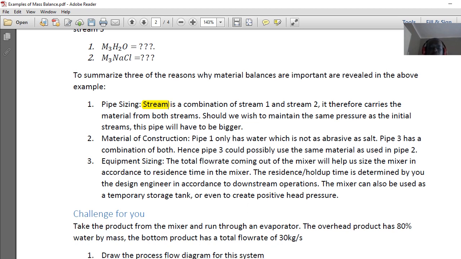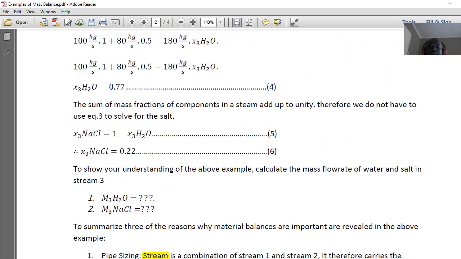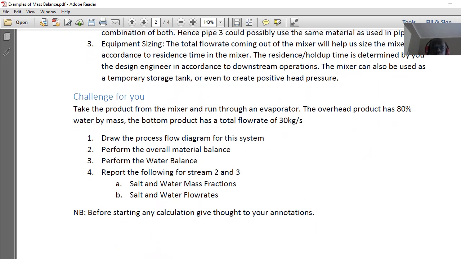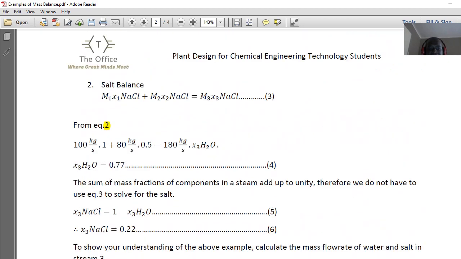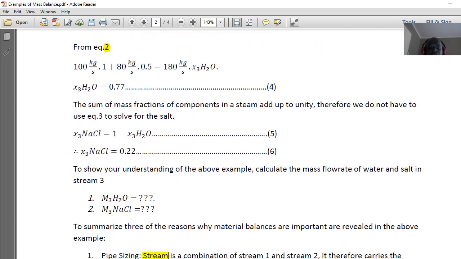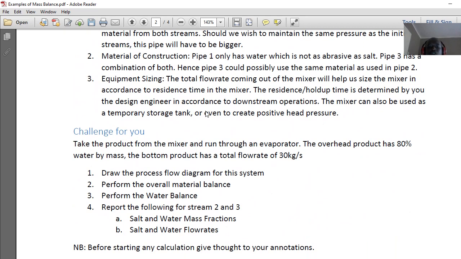And then the small challenge that I did for you is, what we had done here was we did mixing. So as an example, I'd like you to do evaporation, where now you take the product from the mixer and run it through an evaporator. What do I mean when I say take the product from the mixer? I'm saying take this stream that is defined now, where you've got 180 kgs in total, and its composition is 0.77 water and 0.22 salt. I need you to take the stream and run it to an evaporator. The overhead product, which is the vapor stream, will have 80% water by mass, and then the bottom product has a total flow rate of 30 kg per second.